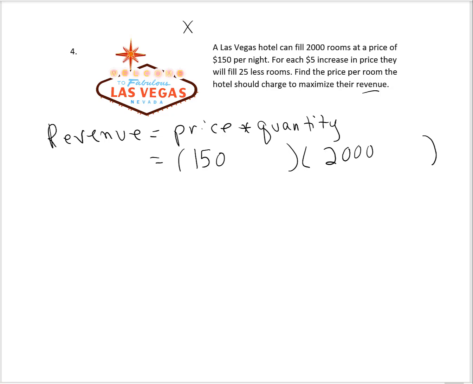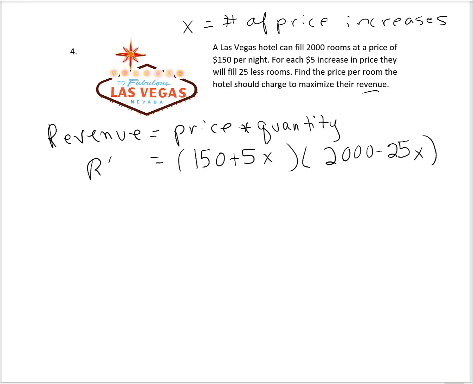So we're going to let x be the number of price increases, and our price increases are always going to go in increments of 5. From the $150 that we were charging, we're going to make that a higher price, so we add 5x. But when we do that, we will fill 25 fewer rooms, and that's per price increase. So it's important that the x goes both with the price and with the quantity.